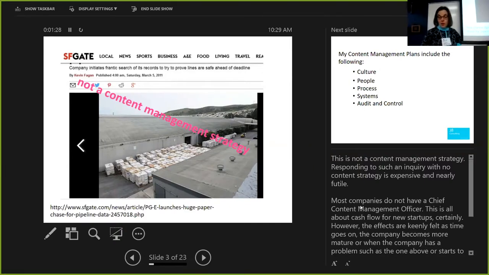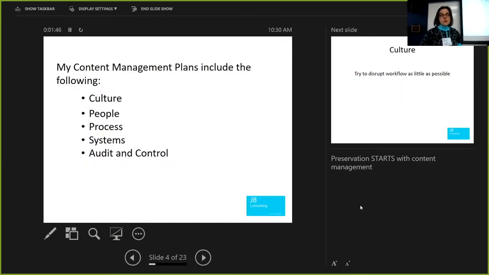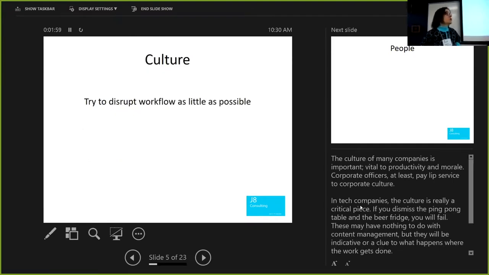So most companies don't have a chief content management officer, and it's certainly about cash flow for startups. But the effects can be keenly felt when a company becomes more mature or when they have a problem like that San Bruno explosion. So my content management plans include the following. And I think that preservation starts with your content management strategy. And the first thing is culture.